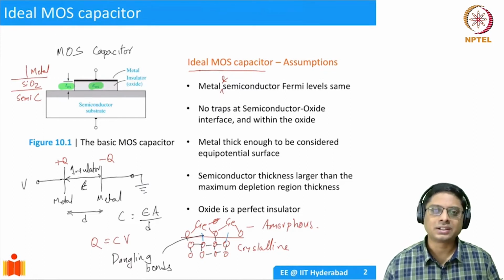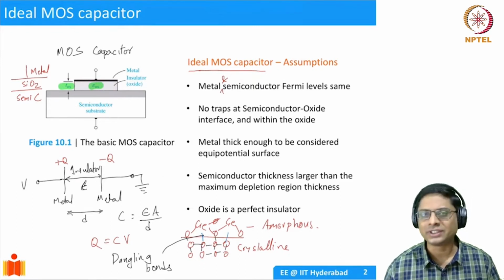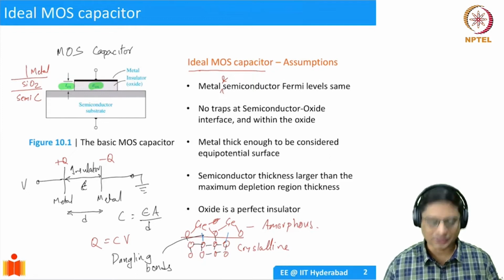So it turned out that even though germanium was actually one of the first semiconductors to be investigated, the interface between germanium and germanium oxide was not very good. Whereas the interface between silicon and silicon dioxide was extremely good. I mean, it has a very, very low defect density. Okay, we will talk about that later.